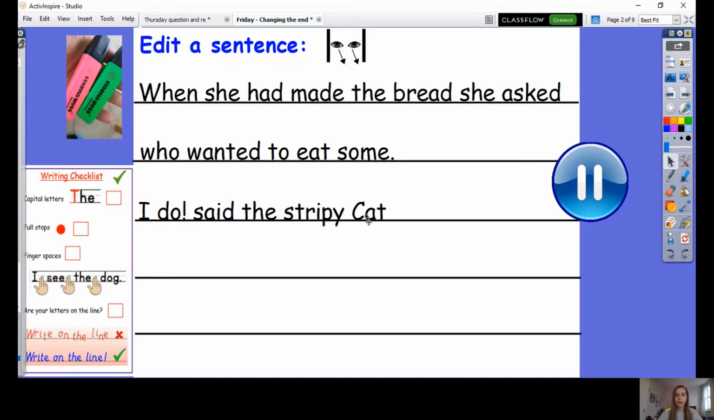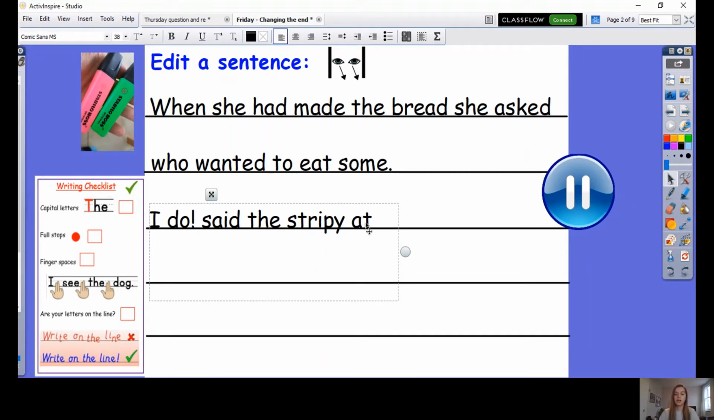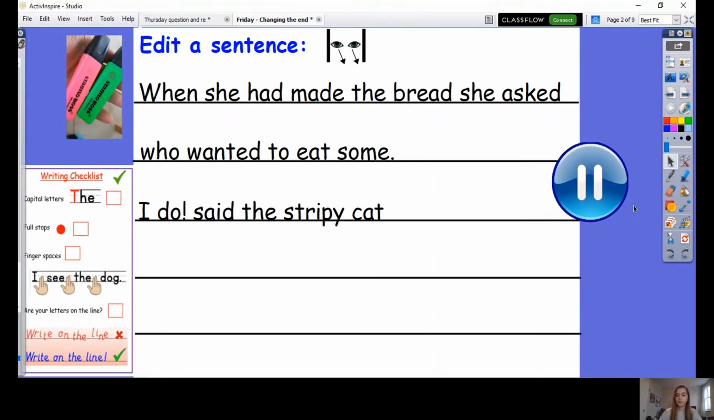Do I need a capital letter for cat? No. Can you tell me why we don't need a capital letter for cat? Well done. We don't need a capital letter for animals. If their name was Cat, Cat would have a capital letter, but we don't need a capital letter for animals. Well done. So we can tick capital letters off our list.